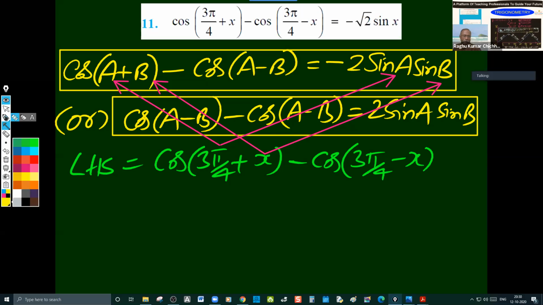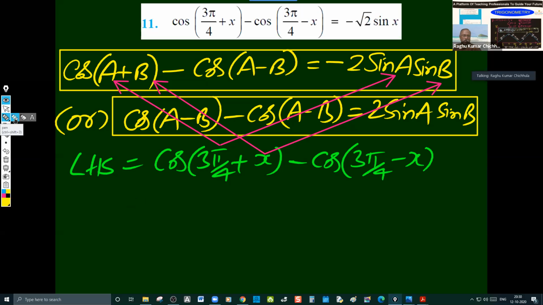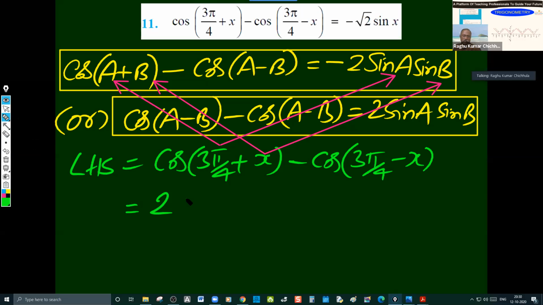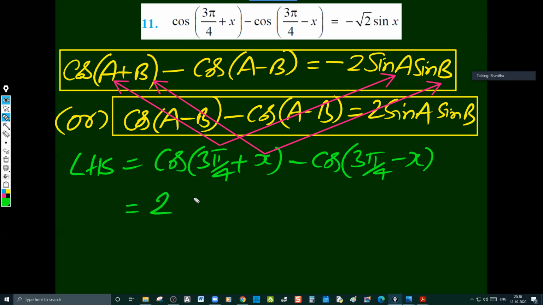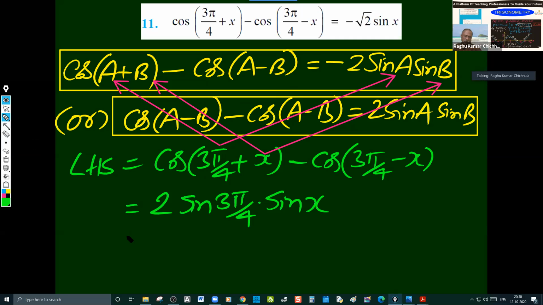Bhavita? Doing, sir. Maurya, you also apply? Yes, sir. You can straight away apply, or even if you don't remember the formula also, you can apply cos A plus B, cos A minus B formula and you can subtract. 2 sine 3 pi by 4 sine x. Yes.